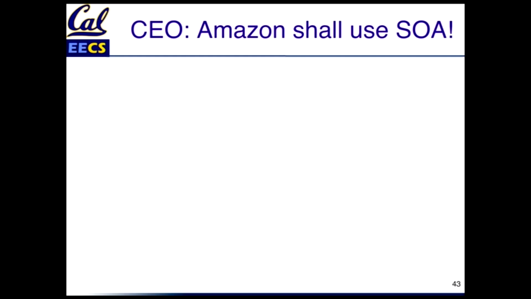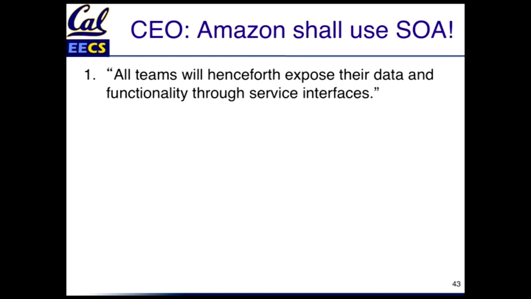So you come to work Monday morning, and you get this email from Bezos. There are 7 points here. Six of them he really said, and one this guy added. I'll tell you which one it is. You open up your email, and it says, all teams will henceforth expose their data and functionality through service interfaces.